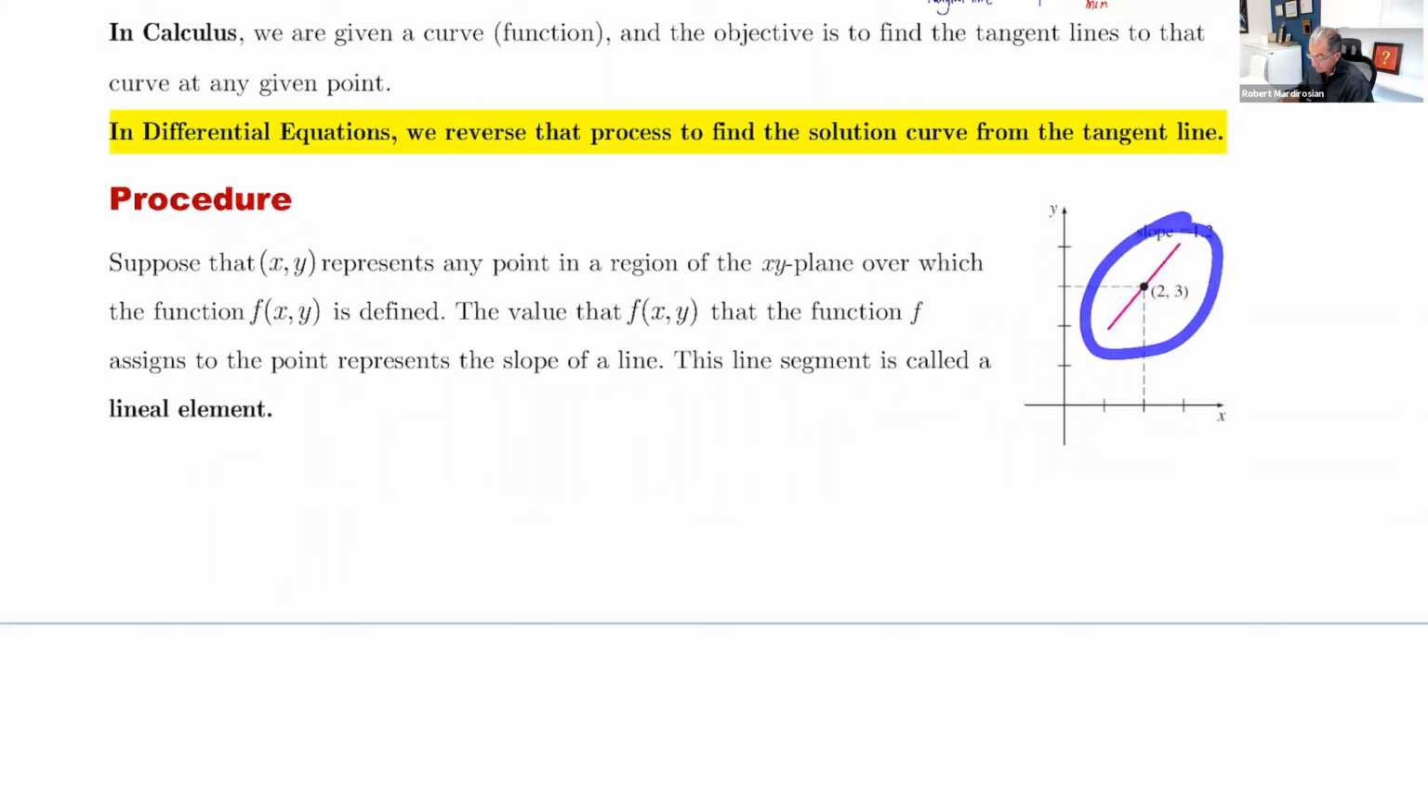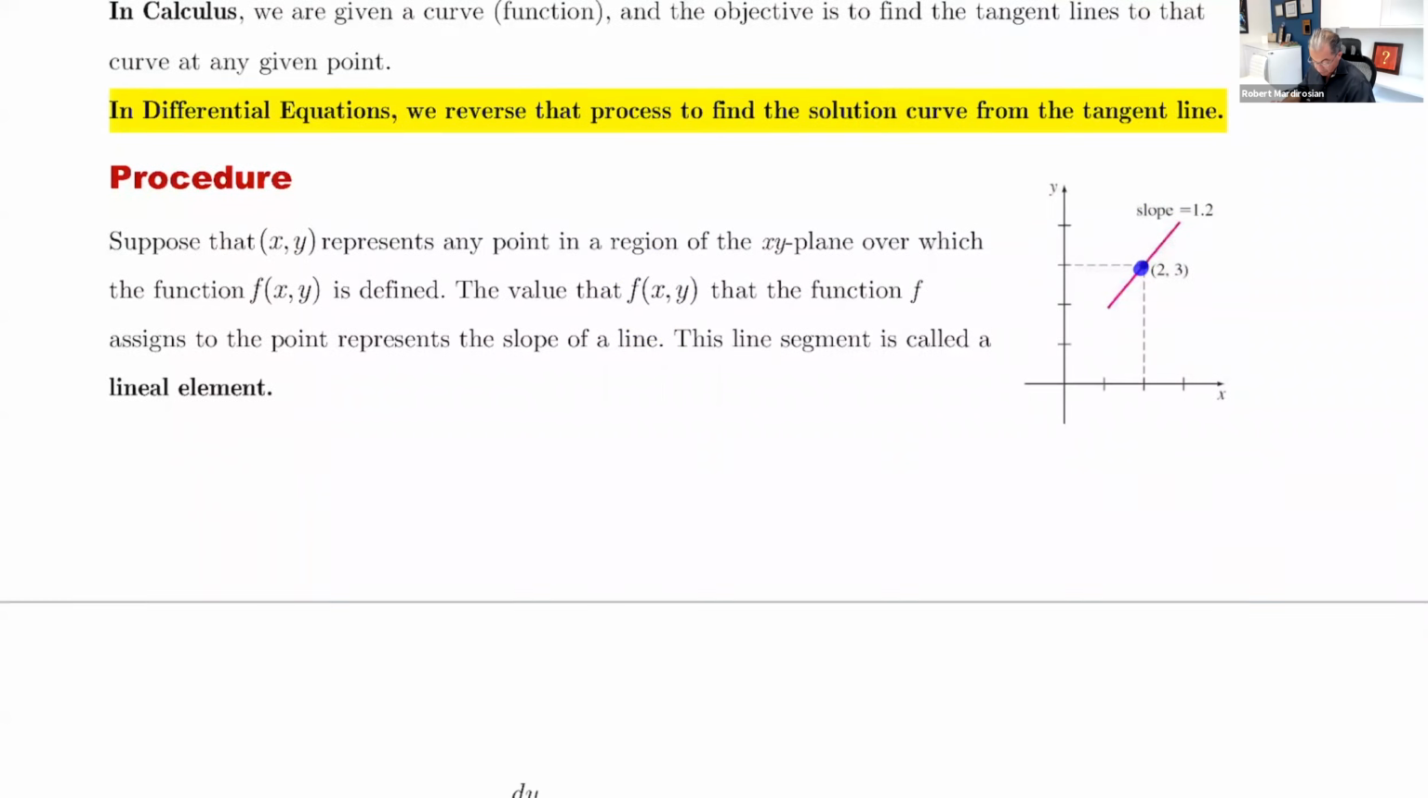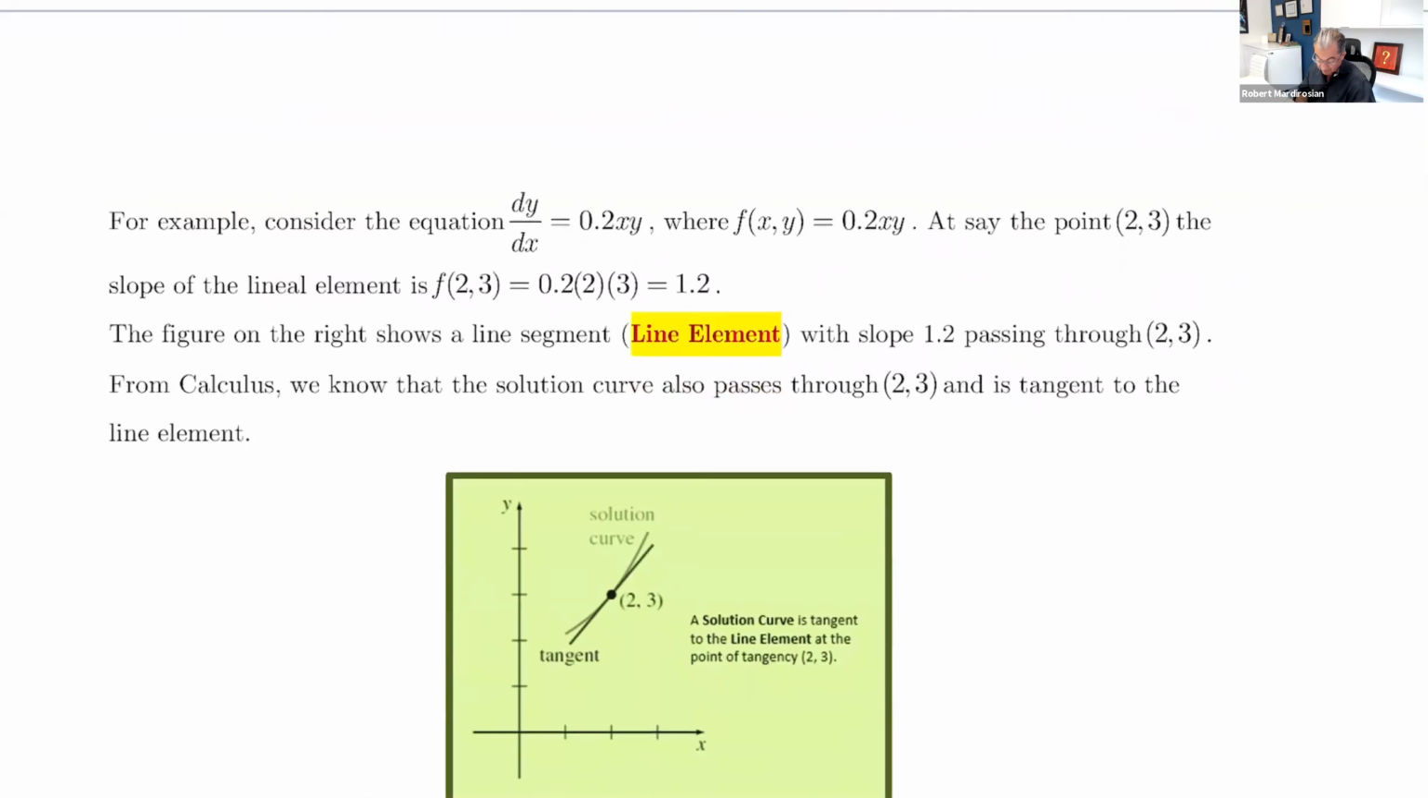So when we find at a point the value of f of x, y, it gives the slope of that line, and that's at (2, 3). That's from this example. For example, we have this given. Now, we know we can solve this differential equation. However, let's see what happens at (2, 3).